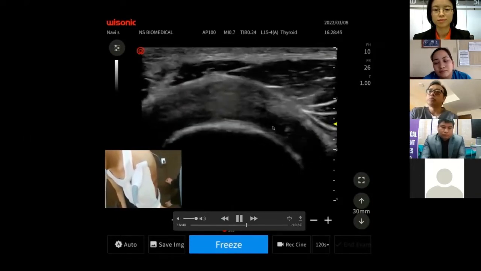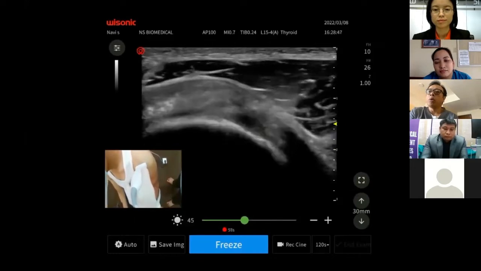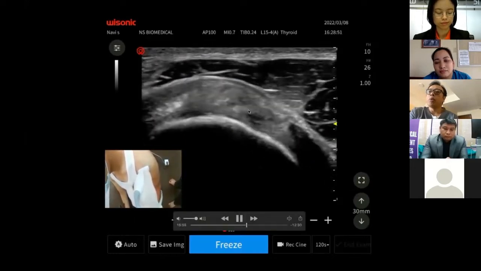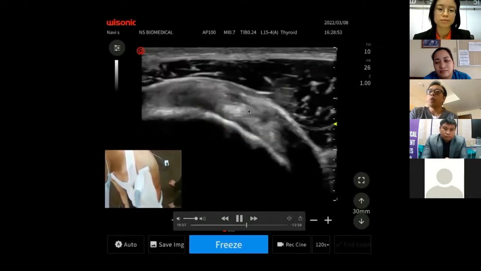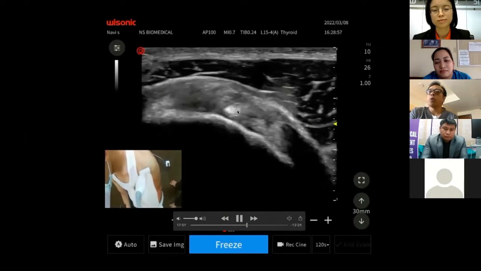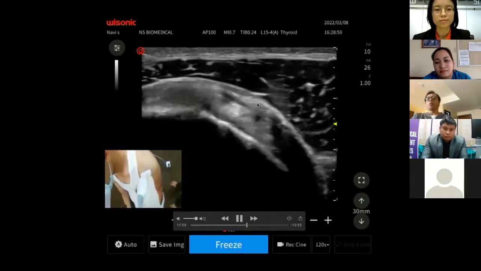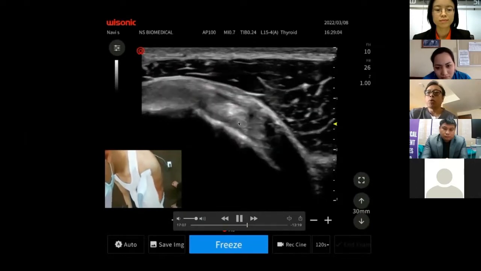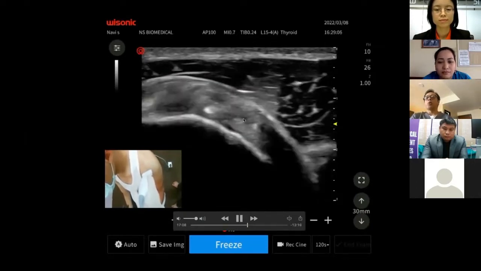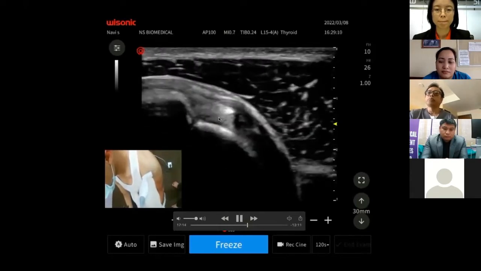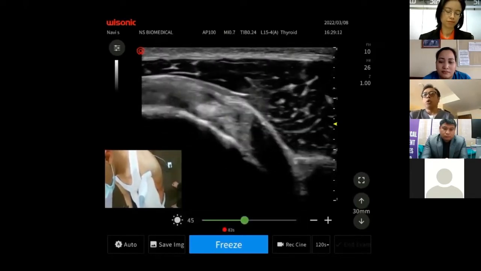So looking at the rotator cuff interval is important. It consists of three structures. The hyperechoic short axis of the long head of biceps tendon. Superior to the tendon is the coracohumeral ligament. Inferior to the tendon is the superior glenohumeral ligament. It is one of the dynamic stabilizers of the shoulder joint, and it is very commonly involved in the pathology of adhesive capsulitis.